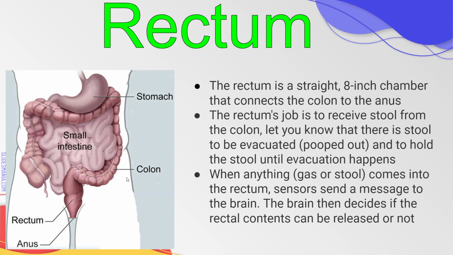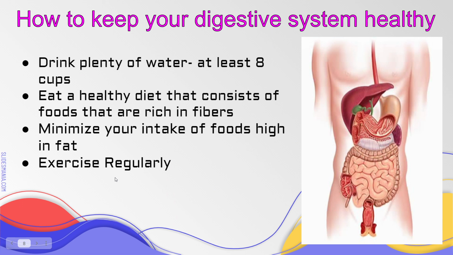So next let's talk about the rectum. So the rectum is a straight 8-inch chamber that connects the colon to the anus. The rectum's job is to receive the stool from the colon, let you know that there is stool to be evacuated, and hold the stool until evacuation happens. And when anything like gas or stool comes into the rectum, your sensors will send a message to the brain, right? The central part of your nervous system. And the brain will then decide if the rectal contents should be released or if they should not be.